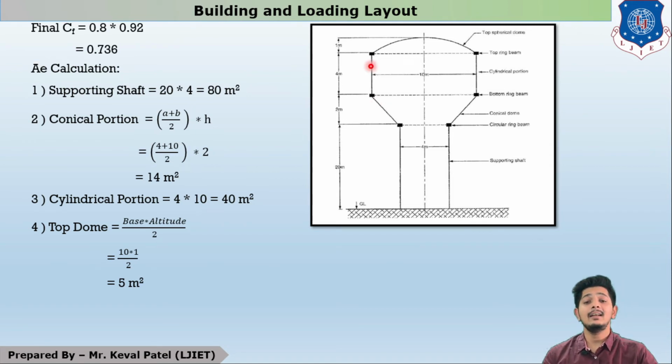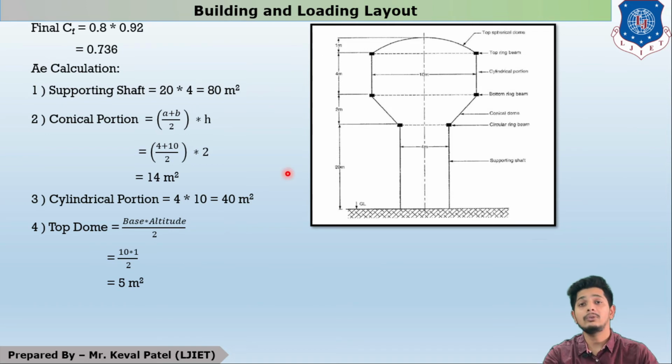Third area, cylindrical portion, this area 4 into 10, that is 40 meter square. Top dome, this area will be calculated as base into height by 2. It is approximate. So top dome area is 5 meter square. So I have 4 areas of 4 different components.